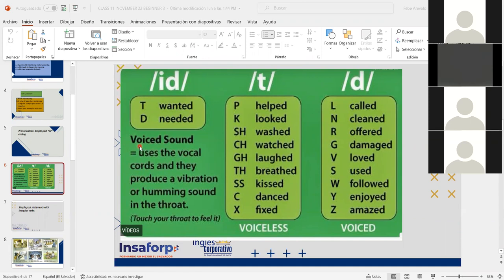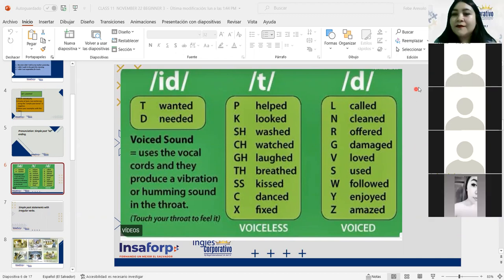Wanted. No es el one, es ED, ¿verdad? Exactly. Wanted. Needy. Healthy. Looking. Watch. Watches. Louder. Loud. Perdón. Loud. ¿Cómo es? Loud.